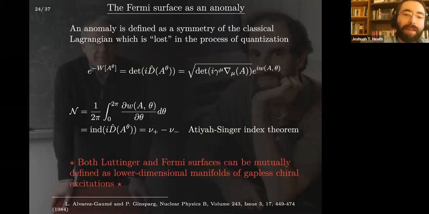And what it tells me is that both Luttinger and Fermi surfaces can be mutually defined as lower dimensional manifolds of some gapless chiral excitations. Now, once again, this doesn't say that every single Luttinger surface will have this lower dimensional manifold of chiral excitations. It means that it can happen.